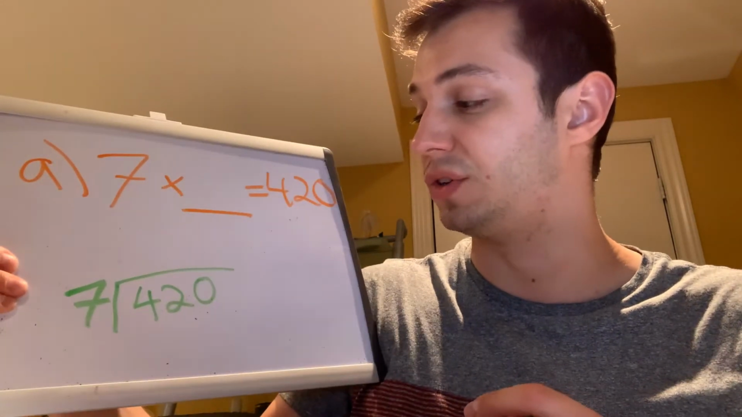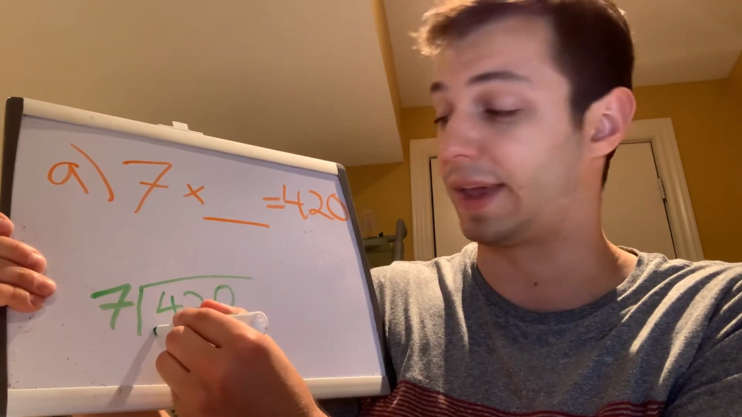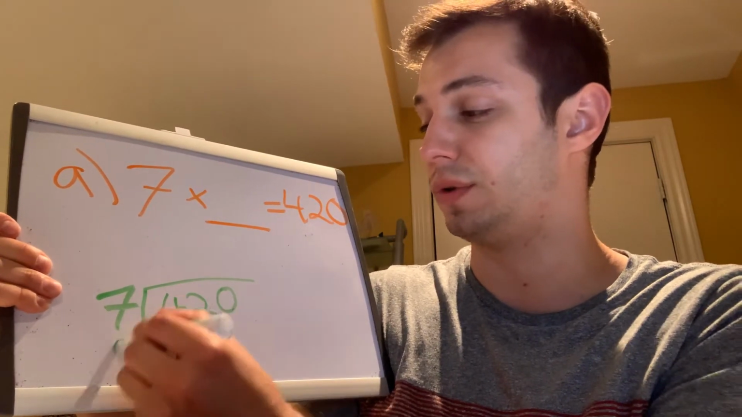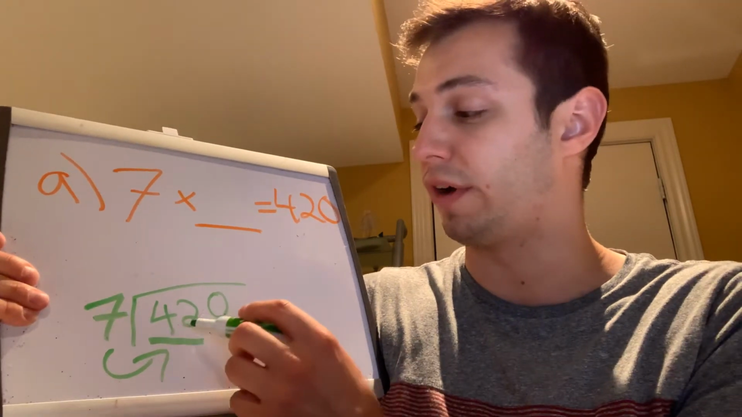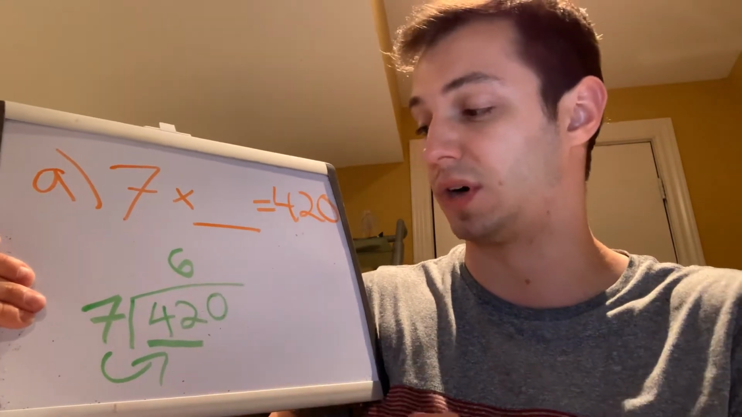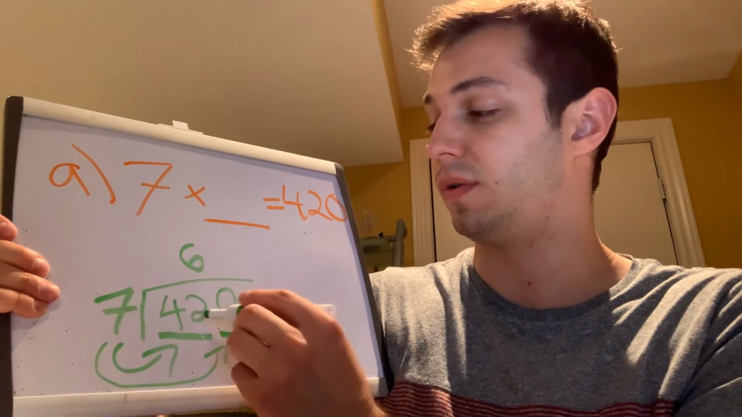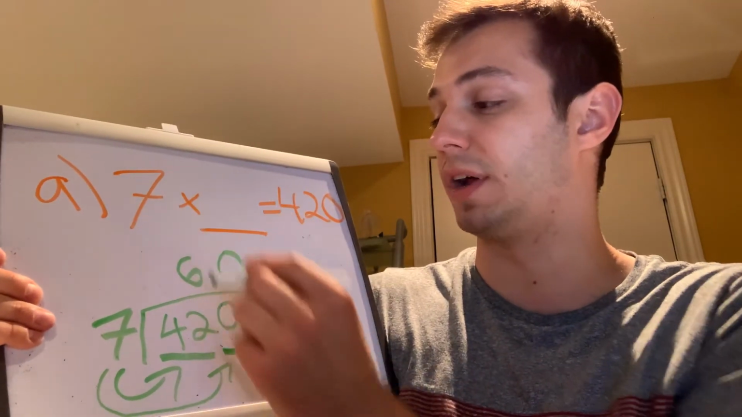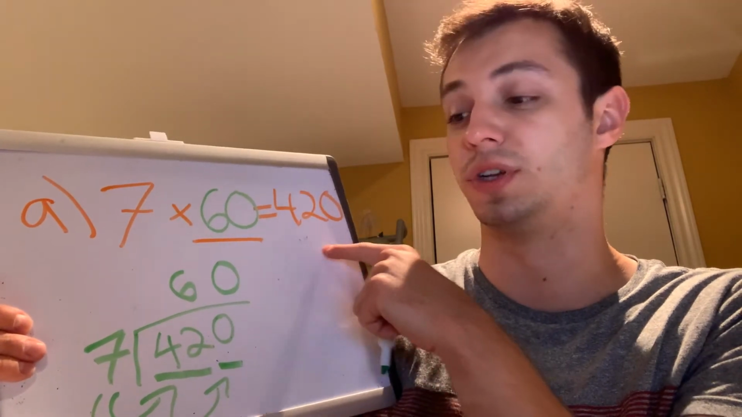So now all I have to do is figure out, can the 7 go into the 4? No, it cannot. So then I'll look at the next number as well. Can the 7 go into 42? Yes, it can. If we skip count by 7s or we use our multiplication chart, we know that 42 divided by 7 gives us 6. So the 6 will go right at the top. Now I have to divide 0 by 7, which will give me 0. So our answer is 7 multiplied by 60, which is the number we found out, equals 420.